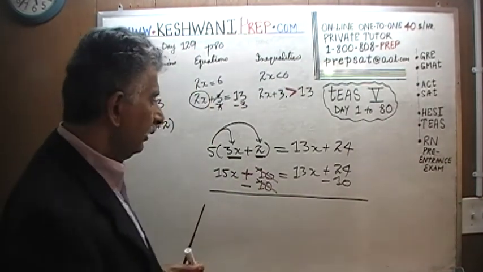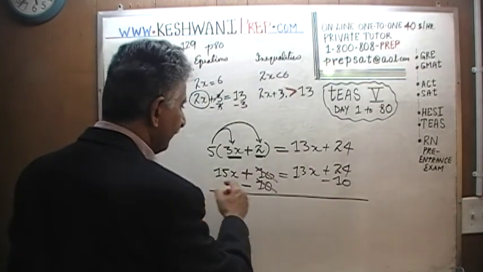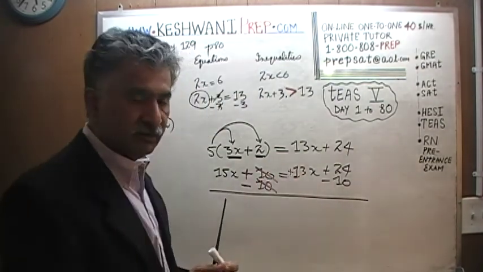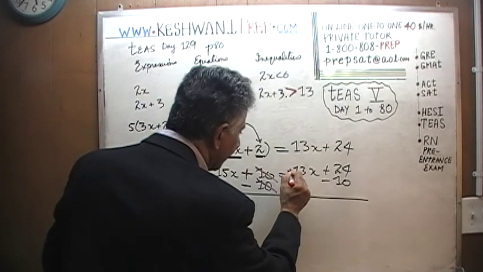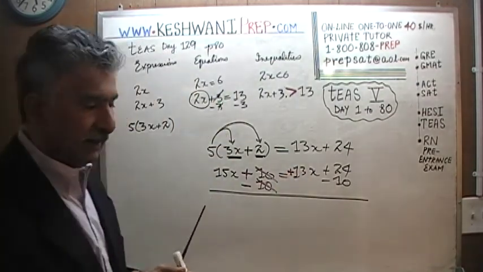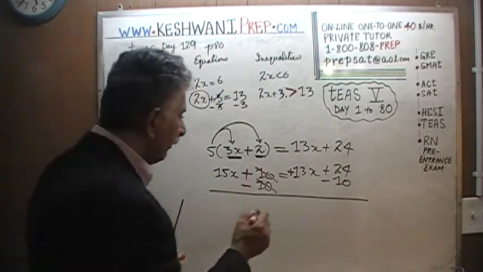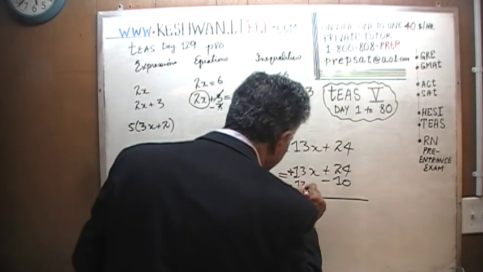They're gone. We also need to bring this 13x to this side. This 13x has a plus sign in front of it, even though it's not there, but it's there. When there is no sign in front of something, that's a plus. We want to get rid of it. We're going to get rid of it by subtracting 13x from both sides.